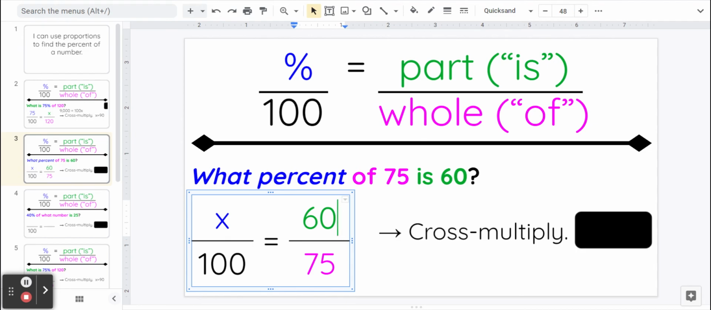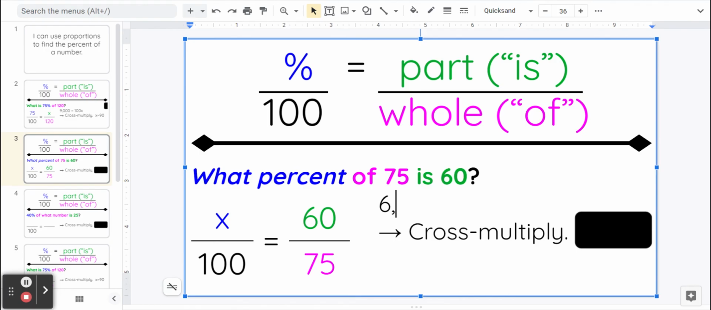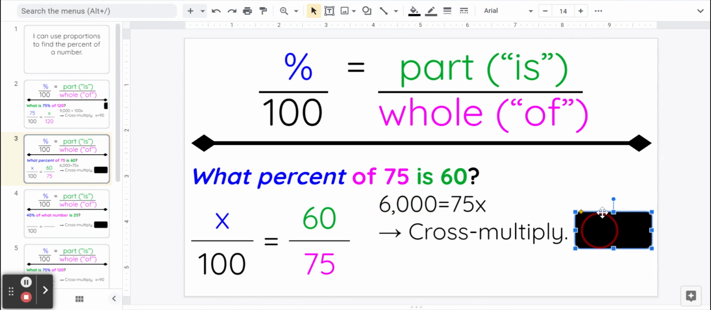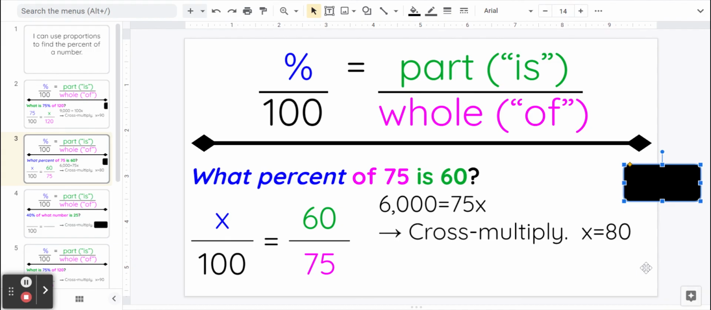All right, then let's cross multiply. If we multiply diagonally this way, we will get 6,000. And when we multiply this way, we get 75x. So 75 times something is 6,000. The inverse of multiplication is divide, so we can divide by 75 on both sides. And when we do 6,000 divided by 75, we get 80.